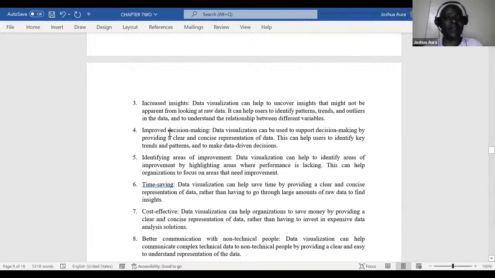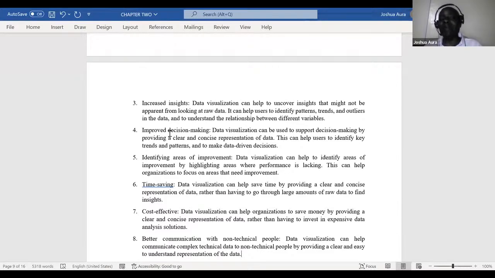Improved decision making. Data visualization can be used to support decision making by providing a clear and concise representation of data. This can help users to identify key trends and patterns and to make data-driven decisions so that the decisions we make, ladies and gentlemen, are backed up. We don't want to make decisions just haphazardly. We would want whatever decision that we make to be backed up by our research processes.